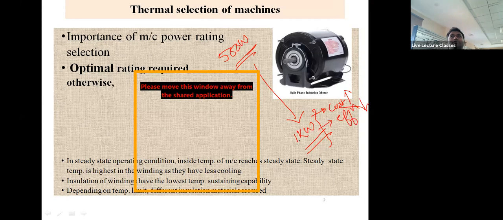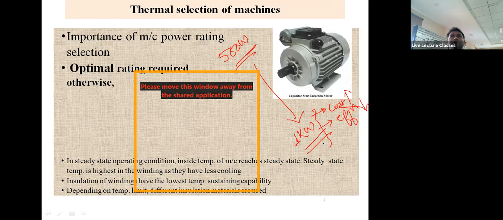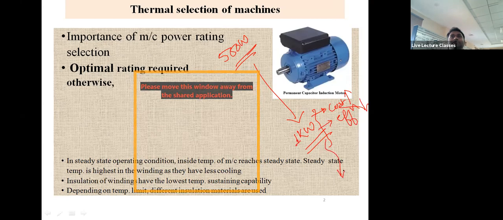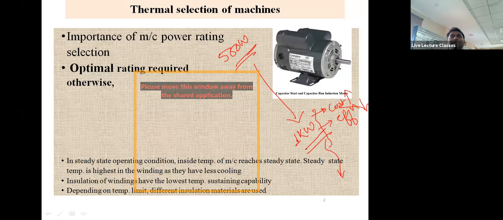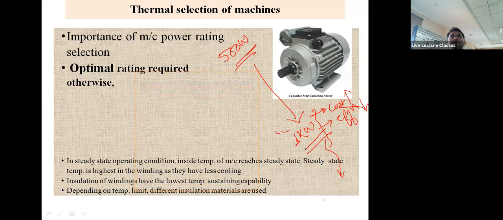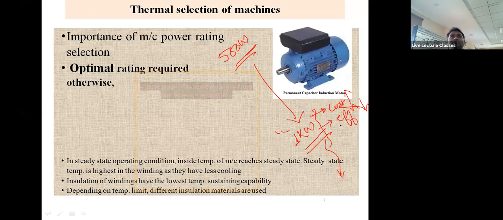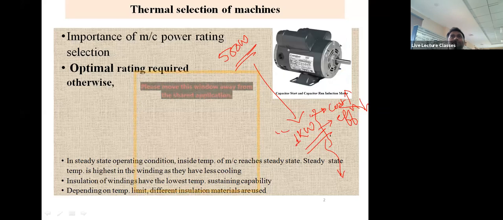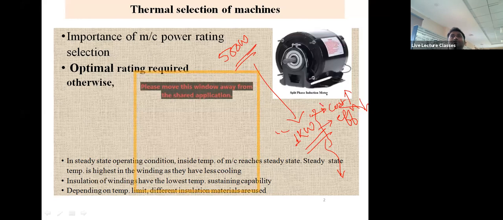Why? Because if a motor is rated at 1 kilowatt, that means it will give you maximum efficiency near about this rated power, right? But if you are using it at half the power, then its efficiency will definitely be less, right? So those are the two important things.